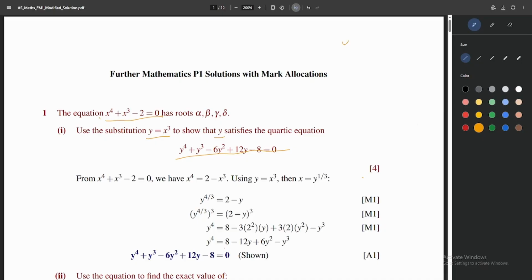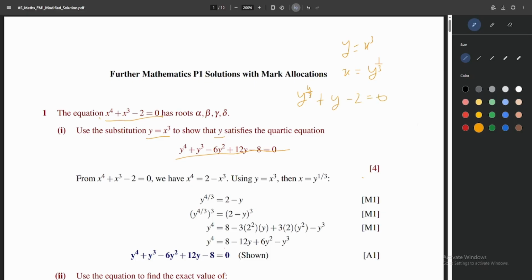We have y equals x cubed. So we find out what x equals, then we can substitute it. So x is equal to y to the power 1/3. Then we substitute this x into this equation, so we get y to the power 4/3 plus 3/3, which is 1, so y, minus 2 equals 0.